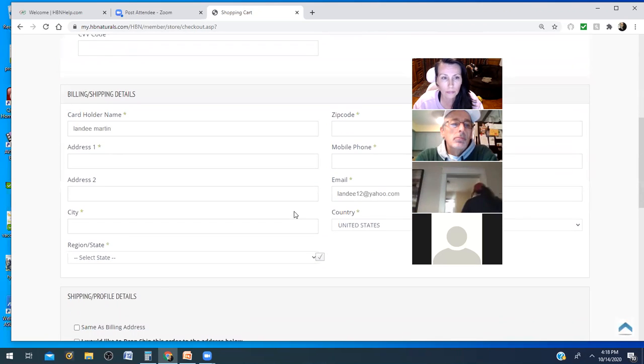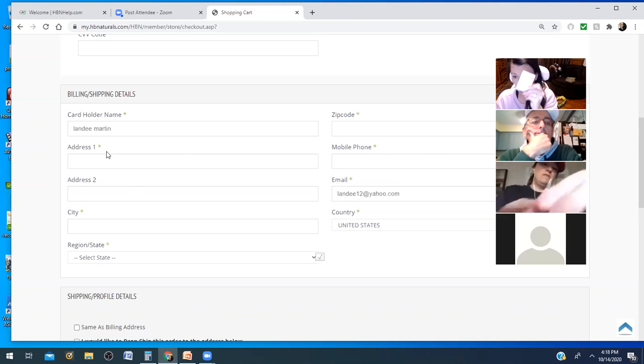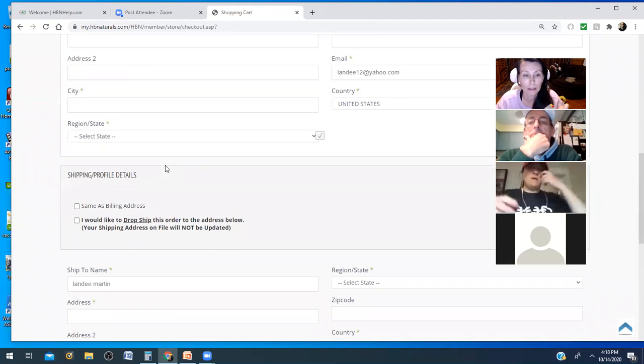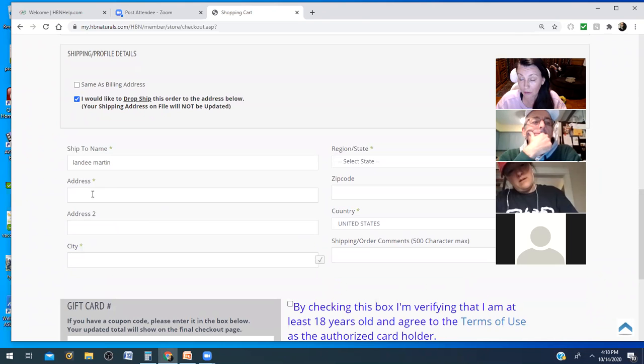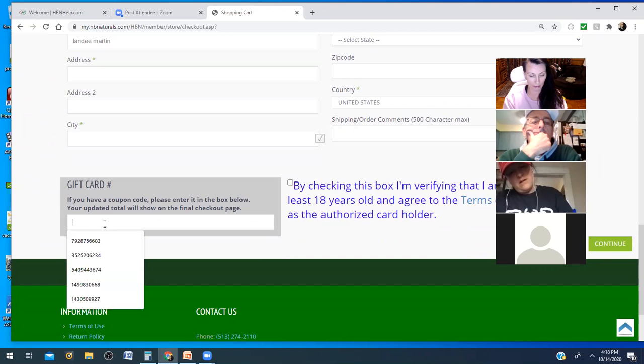Now, right here on this part, guys, for billing, you're going to want to put your information in. You can go ahead and leave their email here. It's going to have their email, whoever signed up, but you're going to want to put your billing address, your zip code, your phone, because it's your card. It has to match or it won't go through. Now, down here where it says shipping, you're going to say, I would like to drop ship. And that's where you put in their address that they provided you. Okay, once you do that, you're going to put in, let's see if I've got one that hasn't been used here.